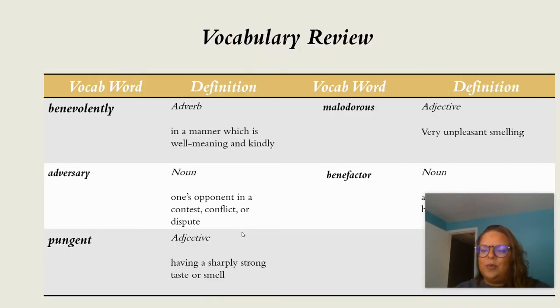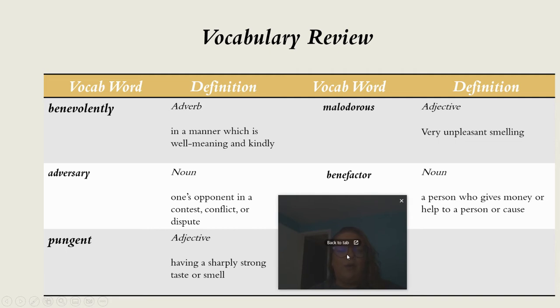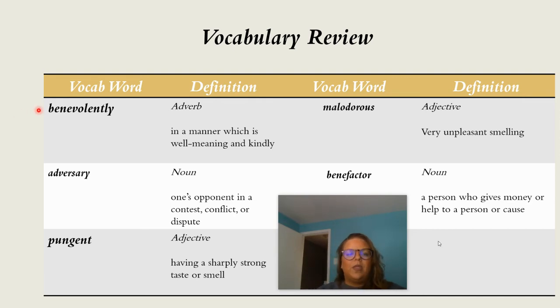So just some review. Our words are benevolently, which is in a manner which is well-meaning and kindly. Malodorous, which is an adjective, which means very unpleasant smelling. Adversary, which is one's opponent in a contest, conflict, or dispute. Benefactor, a noun, a person who gives money or help to a person or cause. And pungent, an adjective having a sharply strong taste or smell.